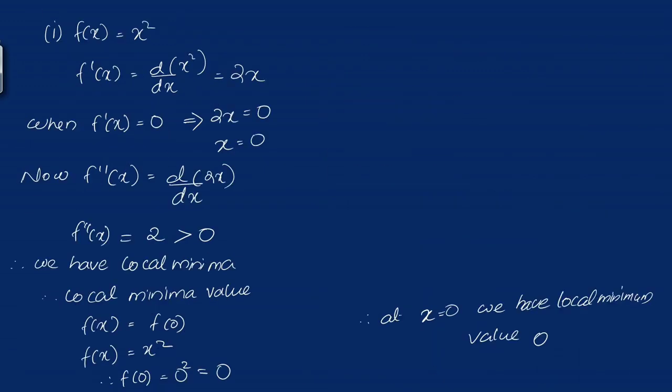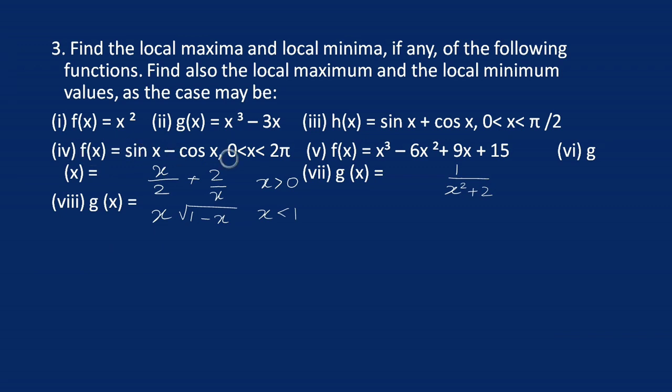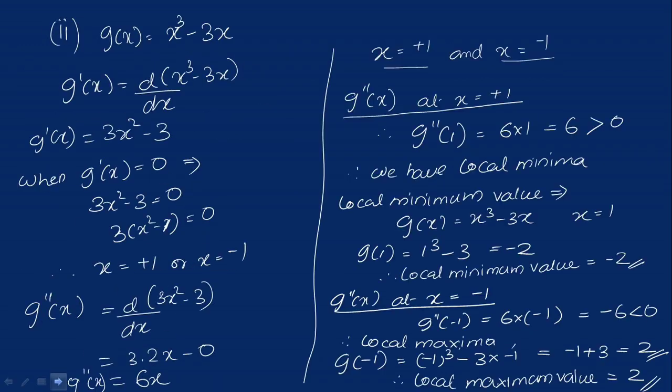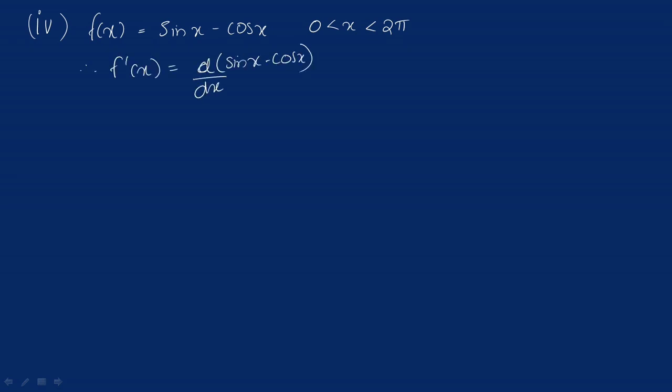Now the fourth question: f of x is equal to sin x minus cos x, where 0 less than x less than 2 pi. So we have f dash of x, that is d by dx of sin x minus cos x. d by dx of sin x is cos x, and d by dx of minus cos x is plus sin x. So f dash of x is equal to cos x plus sin x.